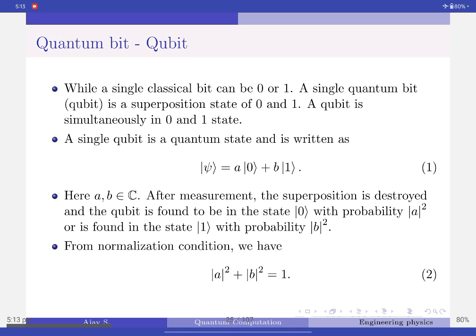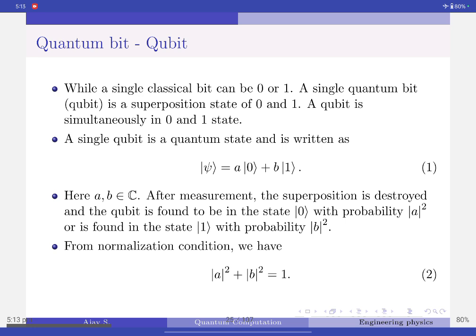Now let us understand what is a quantum bit or qubit. While a single classical bit can be 0 or 1, a single quantum bit, qubit for short, is a superposition state of 0 and 1. It is not 0 or 1. It is in both the states simultaneously. A qubit is simultaneously in the 0 and 1 state.